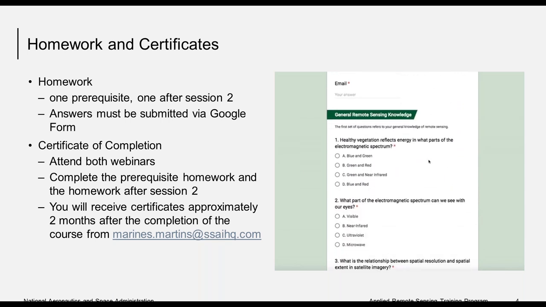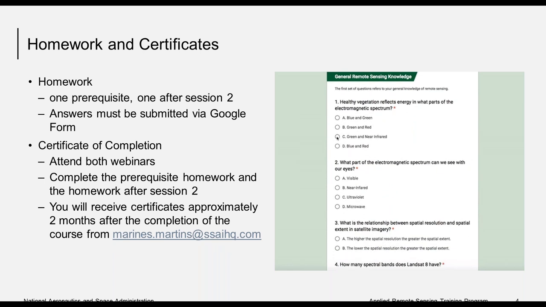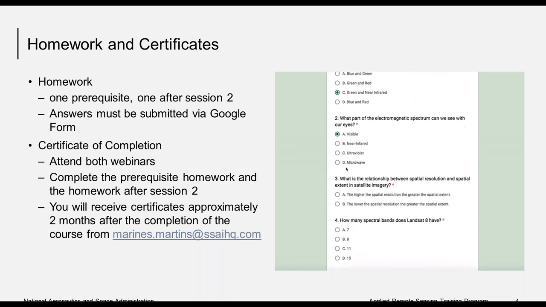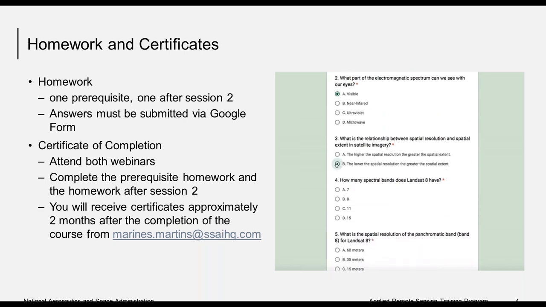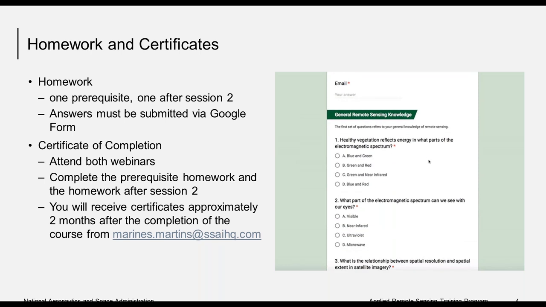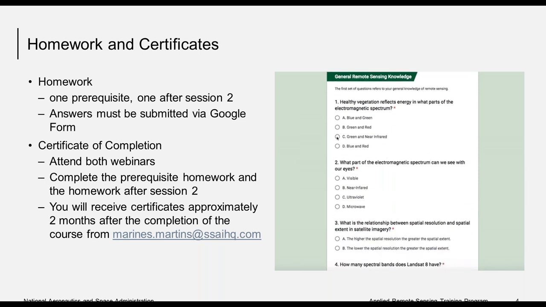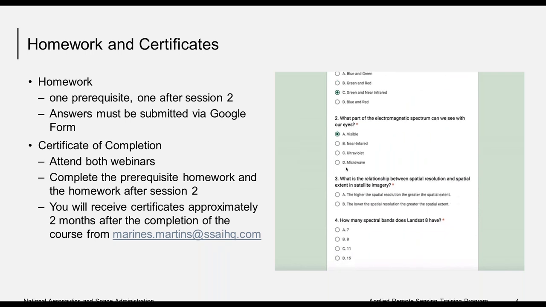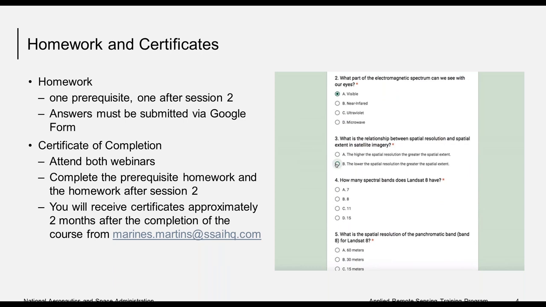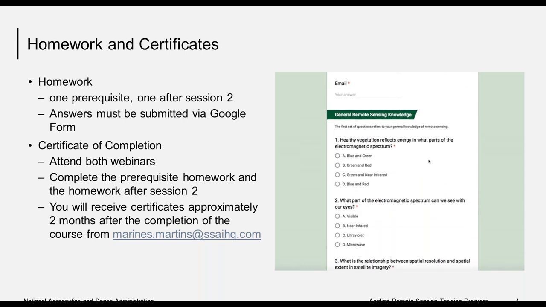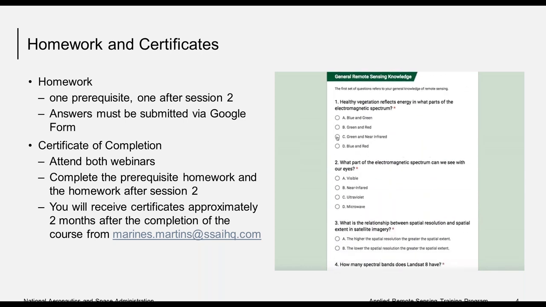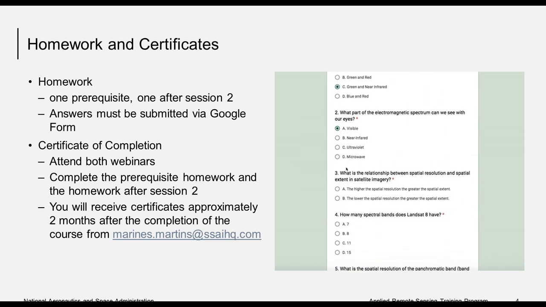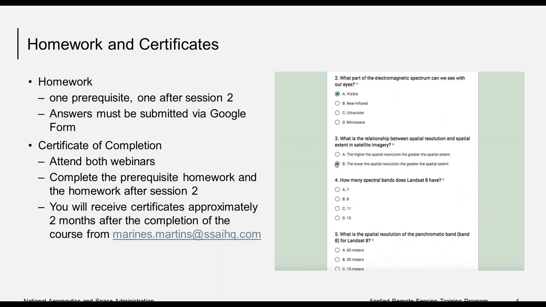To get a certificate of completion, you have to attend both live webinars and complete both homework assignments. You don't have to stay on for the full 4 hours of the webinars for each session, but at least for the lecture and the exercise demonstration if you can. We realize that there are sometimes some bandwidth issues on your end, and sometimes that makes it difficult for you to stay on the line. We understand that. So we can make some exceptions for those situations.